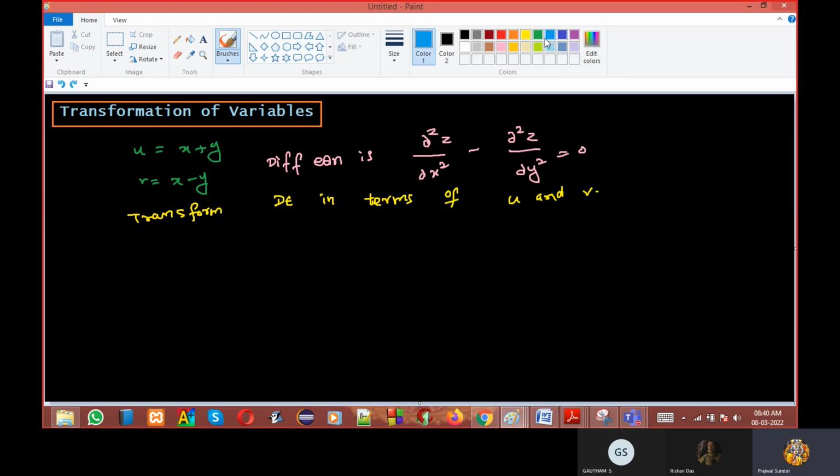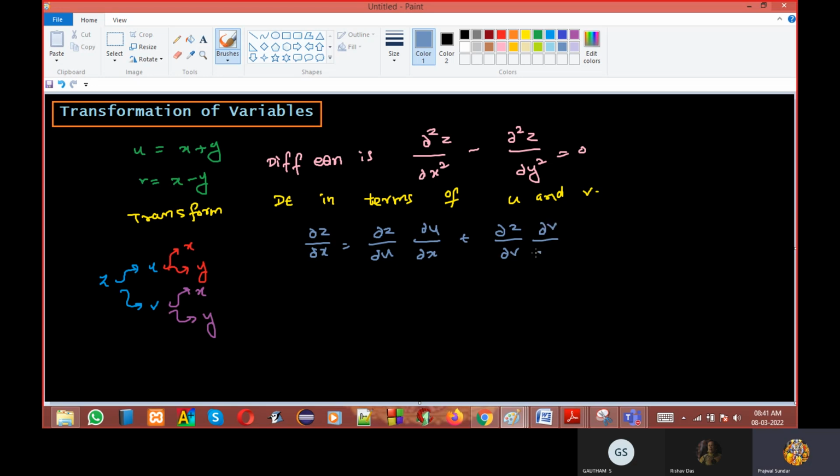I'll finish it fast. Let z be a function of u and v. If you observe carefully, u is a function of x and y, and v is also a function of x and y. This you should understand. So dou z by dou x equals dou z by dou u into dou u by dou x, plus dou z by dou v into dou v by dou x. All this I taught.